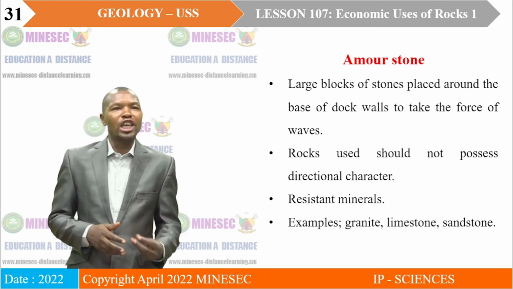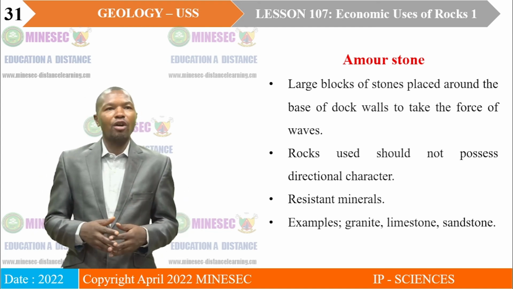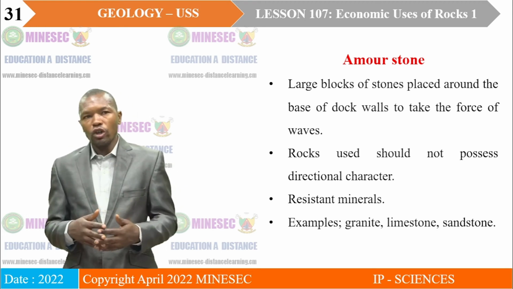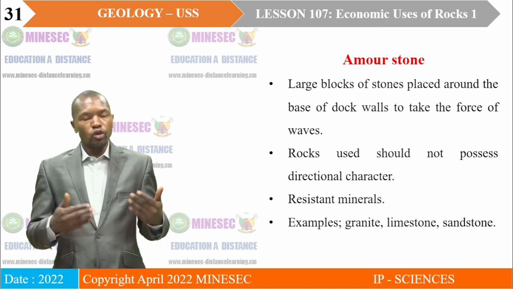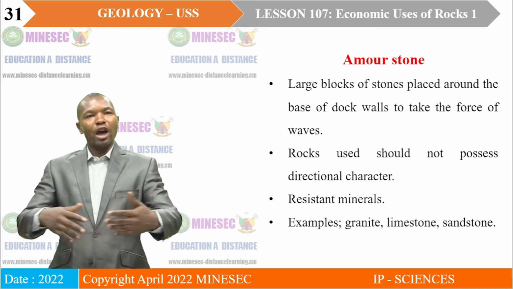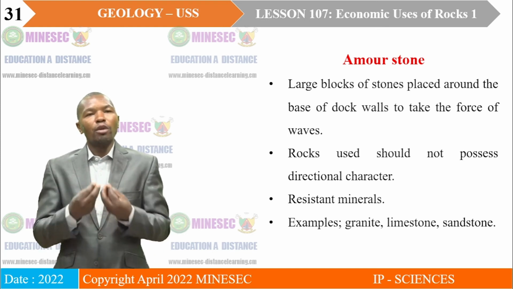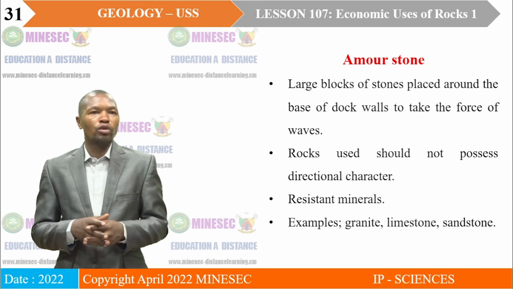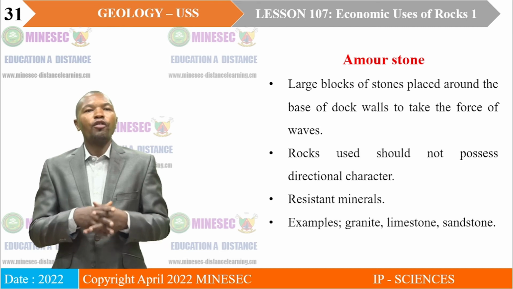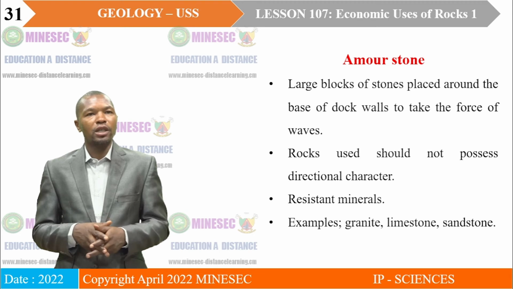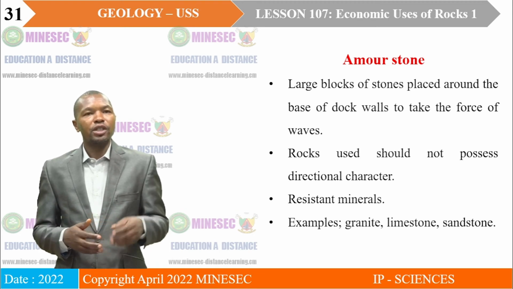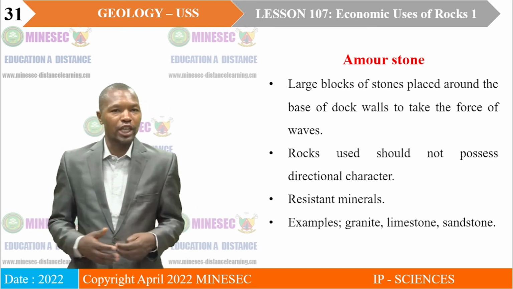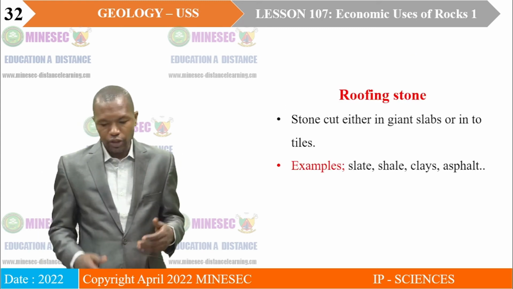Armourstone is large blocks of stones placed around the base of the dock walls to take the force of waves. For example, when you get to the coast, you will see that there are barriers that are built. The rocks that are used in those barriers portray the characteristics of what we refer to as armourstone. For rocks to be used as armourstone, they should not possess directional character. And then, these rocks should contain resistant minerals, and most likely they will include granite, limestone, and sandstone, just like we cited for dimension stone. That is why we are grouping them.